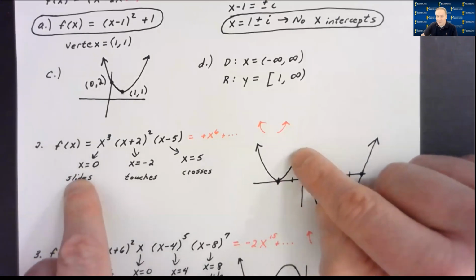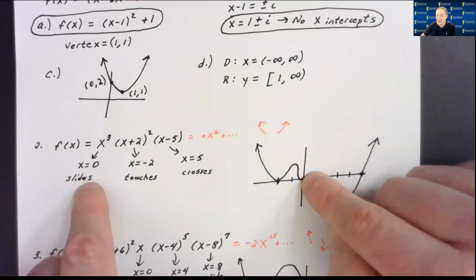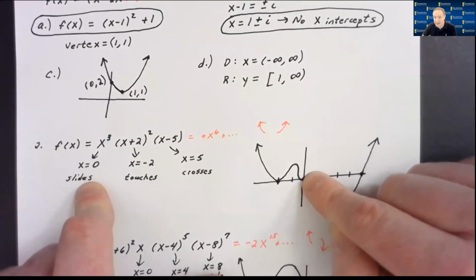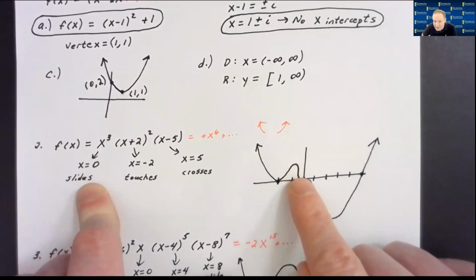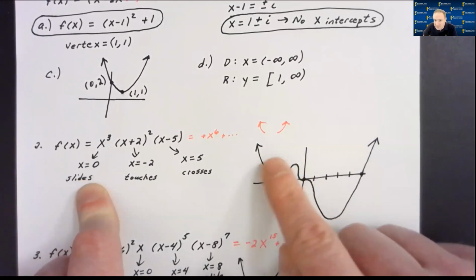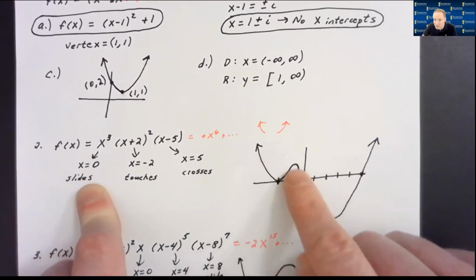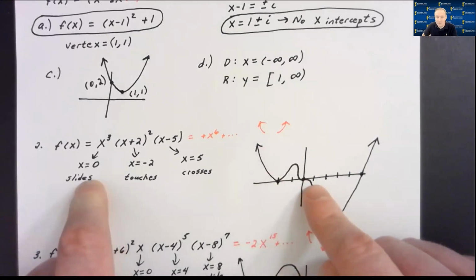Then I flattened off and said, okay, it's going to have to start coming back down because it has another x-intercept. And at this x-intercept, it slides through. So I had to show it's going to come down and flatten off through there. And it's going to slide through. This looks like a negative x cubed through this portion of the graph. So it slides through at 0.